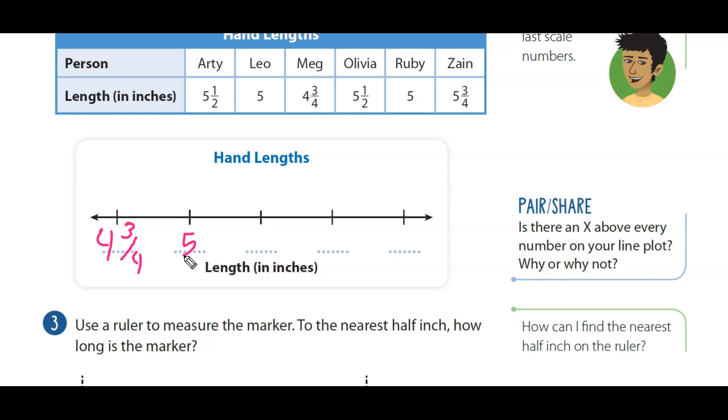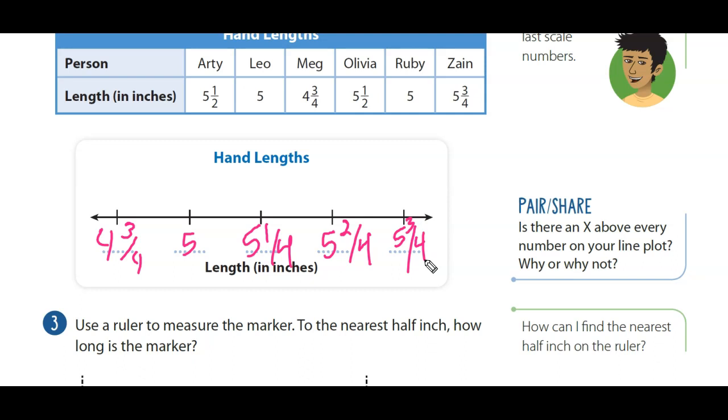5. Yeah. So then I'm going to go 5 1/4, 5 2/4, and then 5 3/4. Okay.